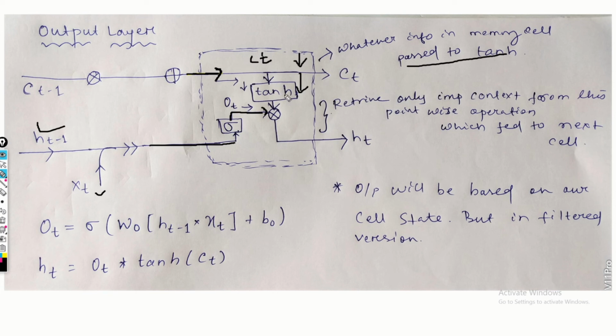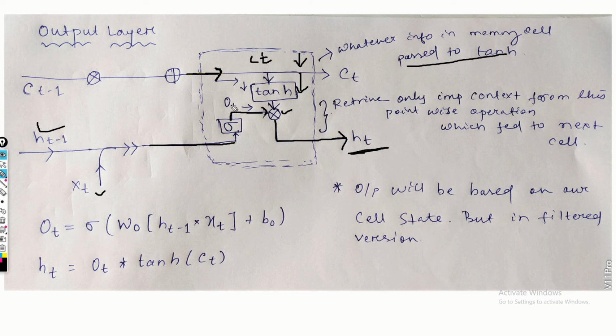This cell state, after passing through tanh, will come to this particular point-wise operation, and whatever multiplication happens with the previous output state and the current timestamp word will be concatenated, then passed to the sigmoid function, and it will come to this point-wise operation. And here the multiplication will happen. Whatever the multiplication result is, it will pass to the output as the next cell st. So let's see how this particular equation works.